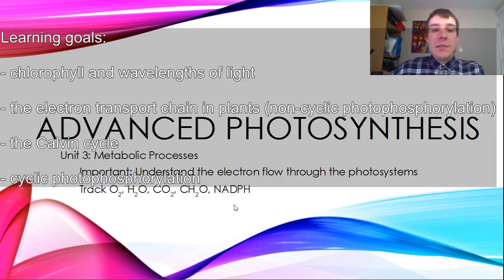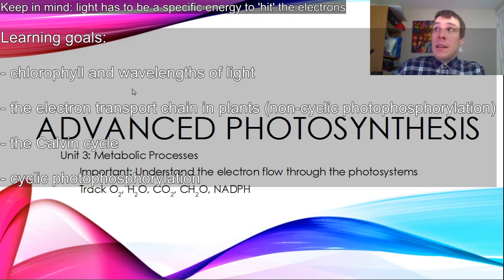So here are our learning goals. First off, we're going to talk about chlorophyll and the wavelengths of light. That's important because, keep in mind up there, light has to be a specific energy to hit the electrons. So only certain wavelengths will hit certain molecules, and chlorophyll is that molecule.